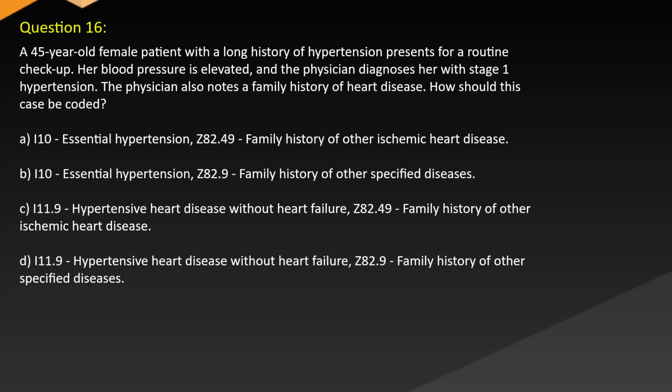A. Essential hypertension, Z.49, family history of other ischemic heart disease. B. Essential hypertension, Z.9, family history of other specified diseases. C. I.9, hypertensive heart disease without heart failure, Z.49, family history of other ischemic heart disease. D. I.9, hypertensive heart disease without heart failure, Z.9, family history of other specified diseases.